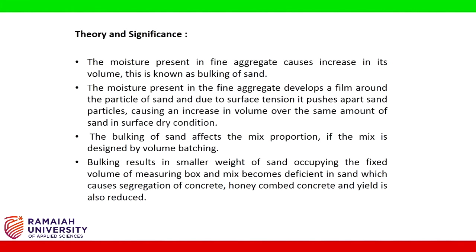The bulking of sand affects the mix proportion if the mix is designed by volume batching. Bulking results in smaller weight of sand occupying the fixed volume of measuring box, and mix becomes deficient in sand, which causes segregation of concrete, honeycombed concrete, and yield is also reduced.